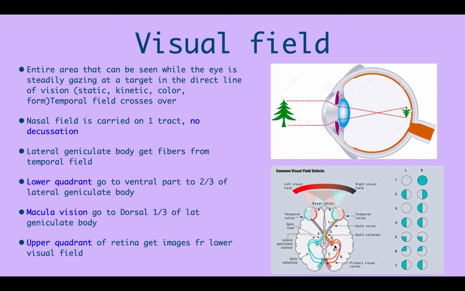The lower quadrant of vision, so like here, is going to go to the ventral part and goes to 2/3 of the lateral geniculate body, while the macula vision, so like very center vision, is going to go to the dorsal third of the lateral geniculate body. The upper quadrant of the retina is going to get images from the lower visual field.